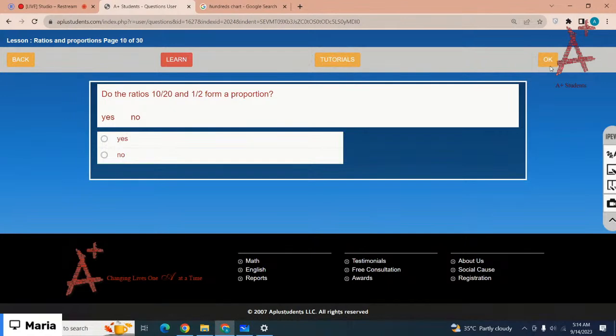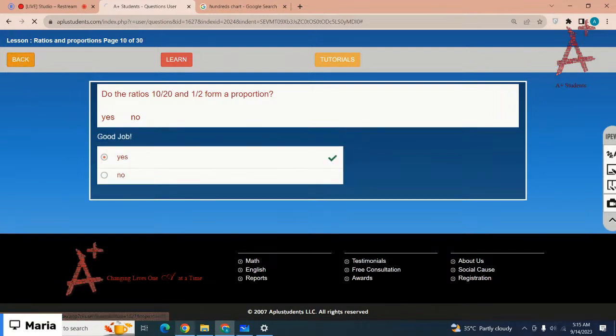Do the ratios 10 by 20 and 1 by 2 form a proportion? Yes or no? Which is the correct option? Yes, they form a proportion, right?